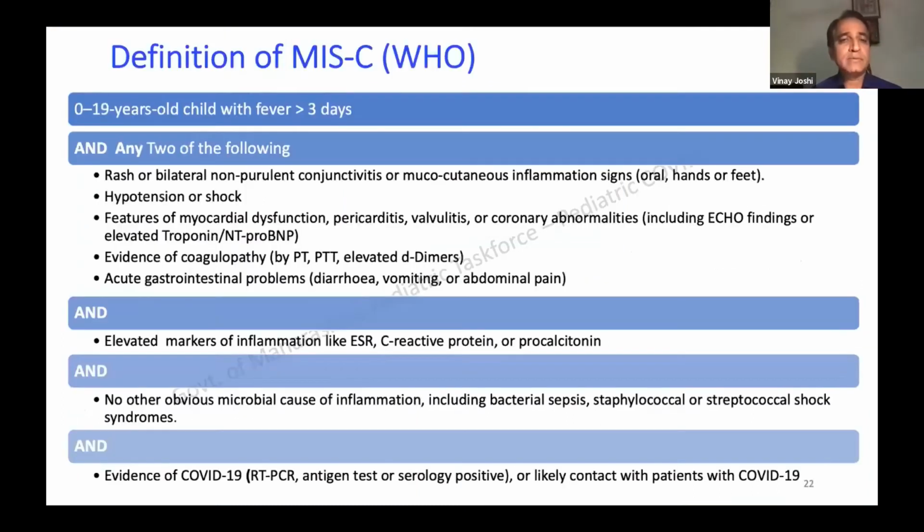Now coming to MISC, that is multi-system inflammatory syndrome in children. This is the WHO definition, and what it tells us is that any child who presents between 0 to 19 years of age, with fever lasting more than or equal to 3 days, and has any 2 of the following. So what are those criteria? Rash, bilateral non-purulent conjunctivitis, or mucocutaneous inflammation signs on the hands, feet, or oral.